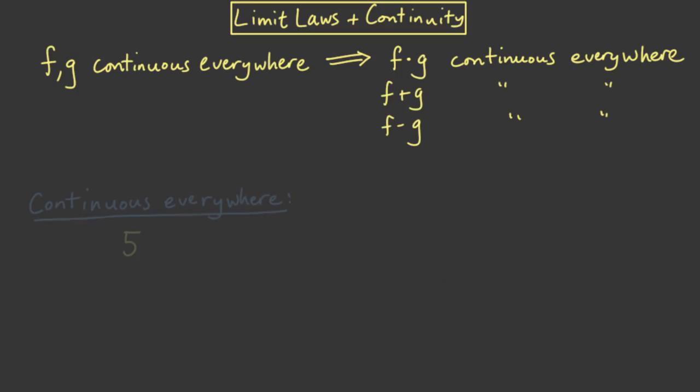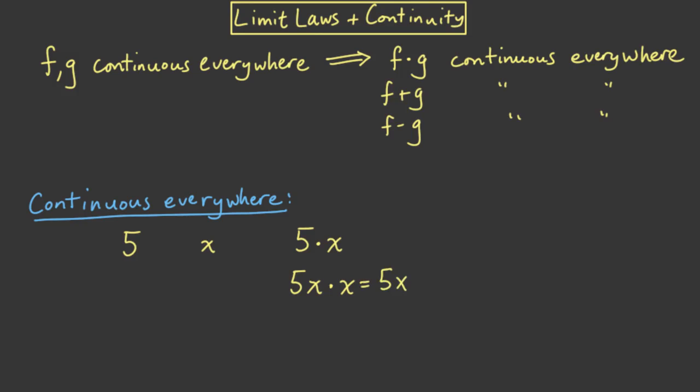For instance, 5 is a constant function, so that's continuous everywhere. And x, we know, is a function that's continuous everywhere. So 5 times x will be continuous everywhere. And then we can take 5x times x. That's the product of two continuous functions, so it'll be continuous. And that equals 5x squared. And anything like that. We can even add these things, so 5x squared plus x. That's the sum of continuous functions, so it's continuous. Basically, any polynomial will be continuous on the entire real line.